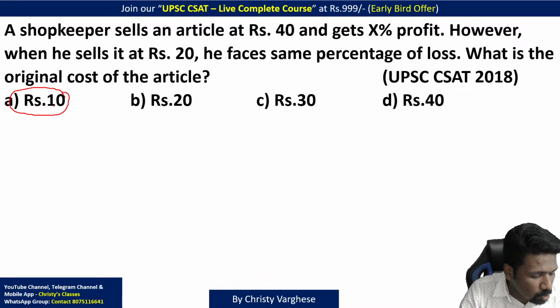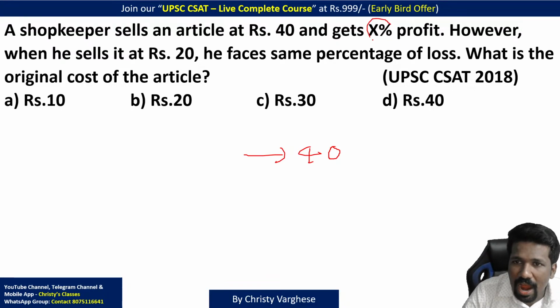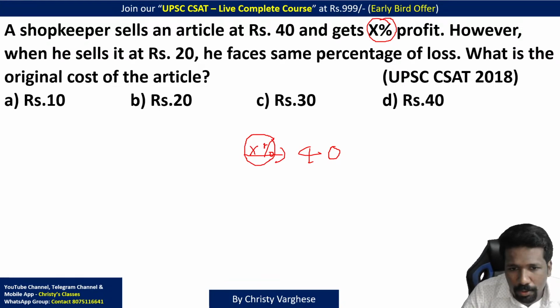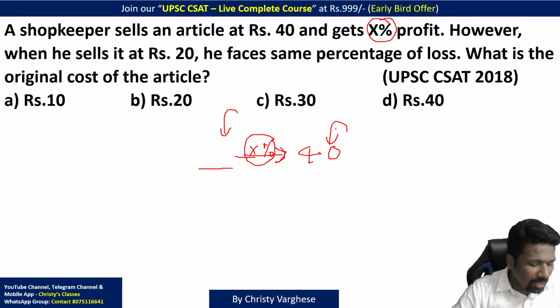Elimination by substitution is also not the best. Then how to do it? Listen very carefully. A shopkeeper sells an article at 40 rupees. So 40 is the selling price after a profit of X percentage. That means he is getting some profit. What is that profit? We don't know, but there is a non-zero profit for sure. That means his investment will be less than this 40. Then only it is a profit.